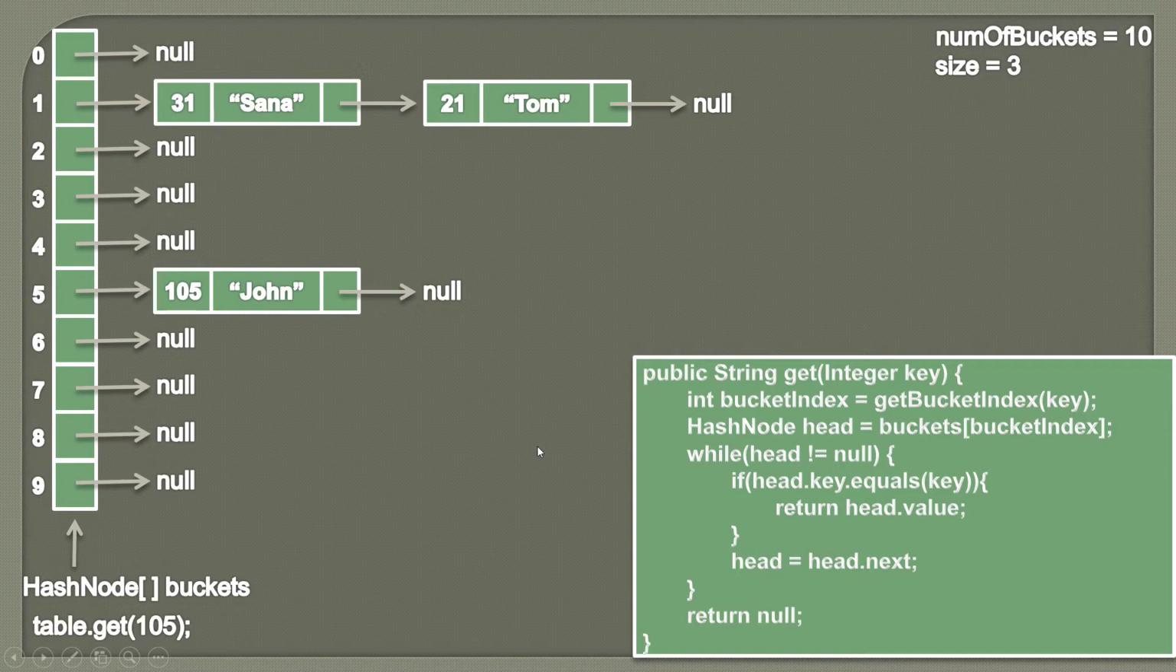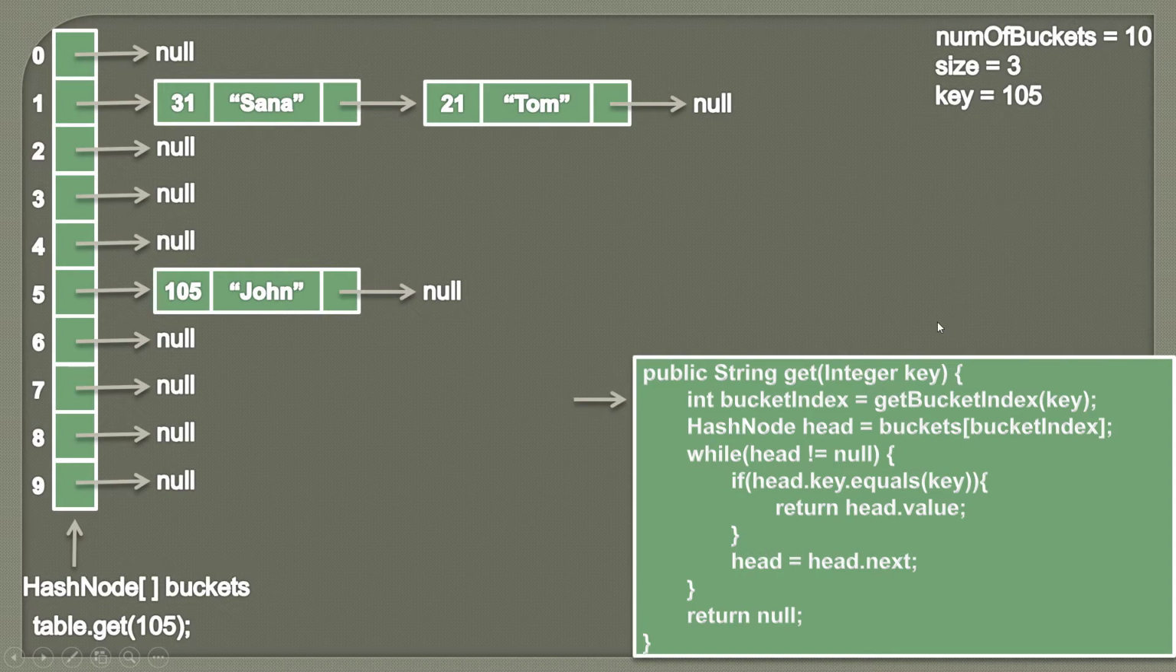So here is the example which we discussed in our previous video. We will use the same example and see how it works via this code. So let's say we are calling the get method and passing in the key, so here the key becomes 105, and you can see currently our bucket has 3 nodes in the form of key value pairs, so the size is 3.